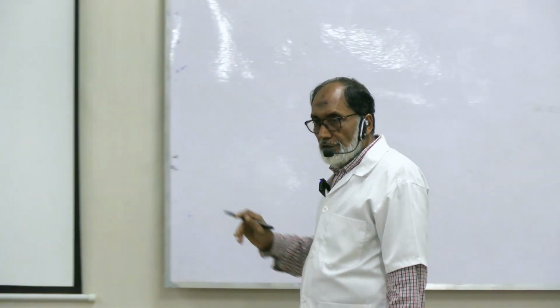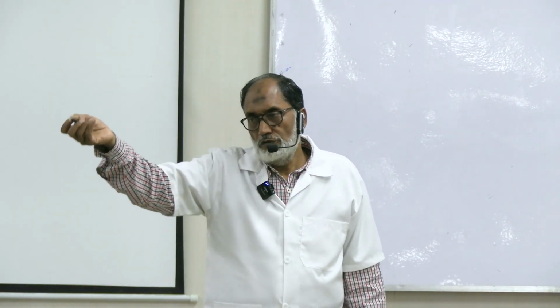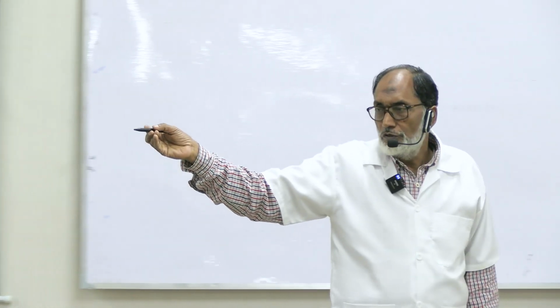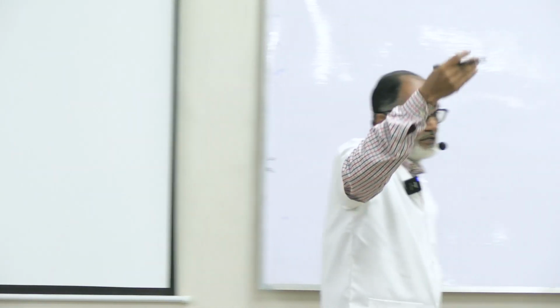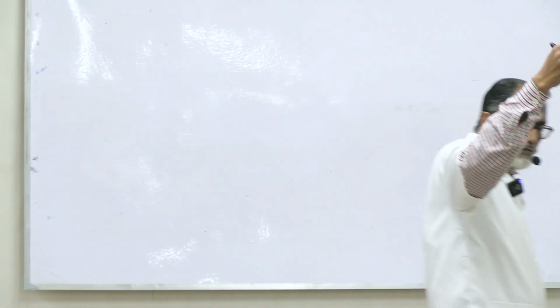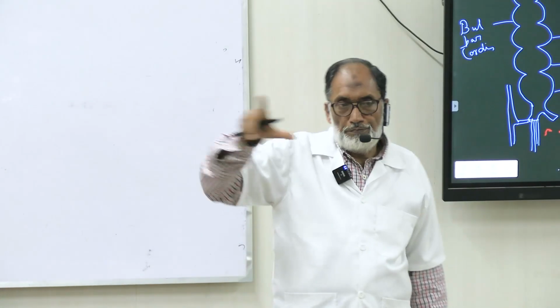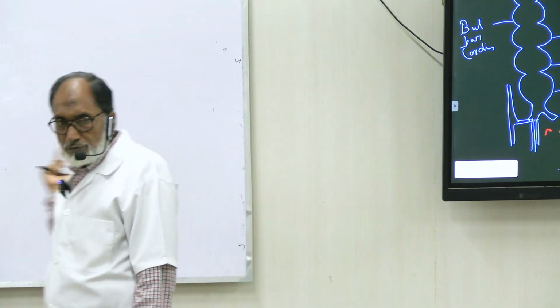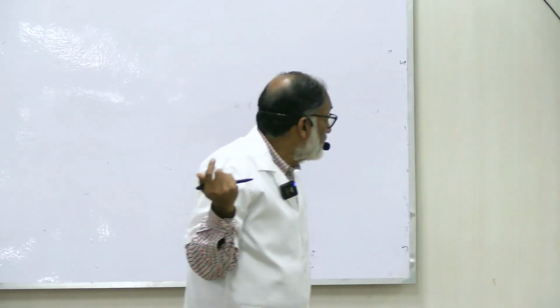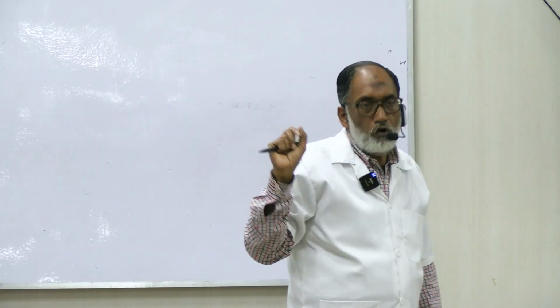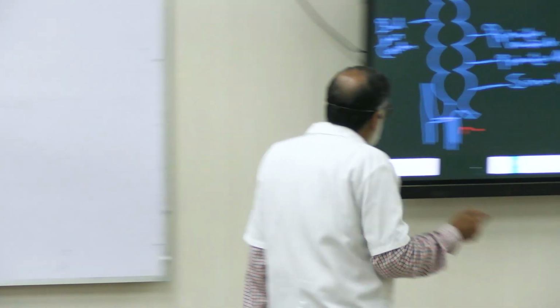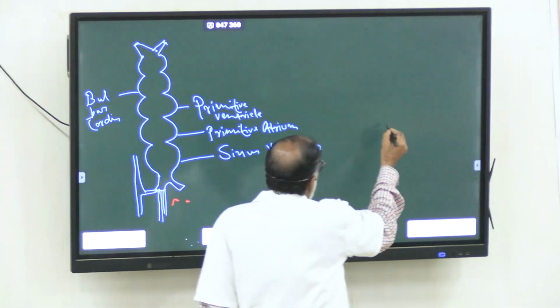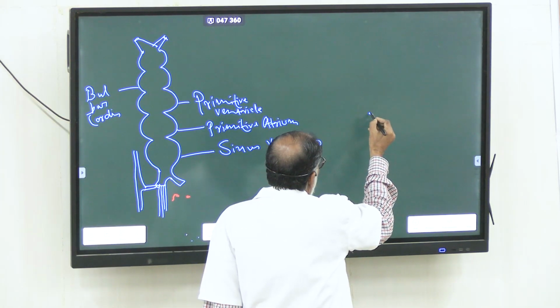Now, sinus venosus may come as a short note. Then you have to first describe the heart tube, and you should say that it is the part of the venous end of the heart tube, sinus venosus. This sinus venosus has got a body and two horns. Now I am drawing the sinus venosus.